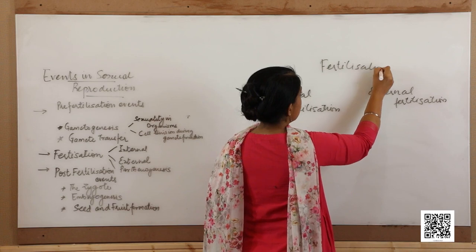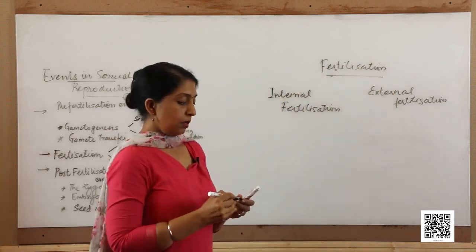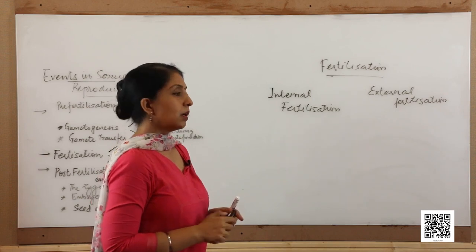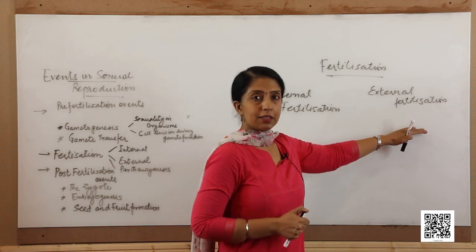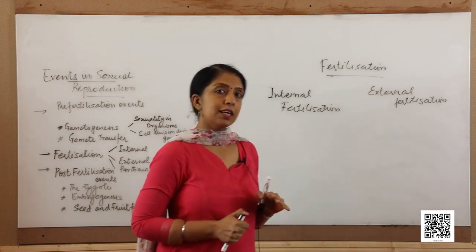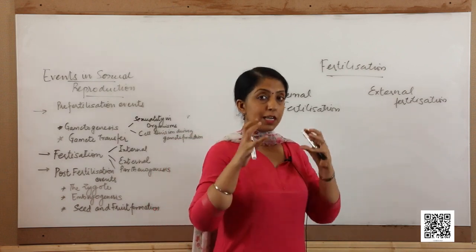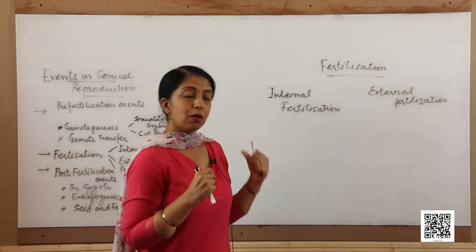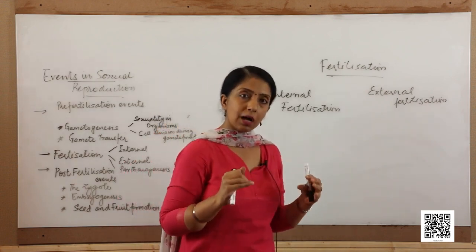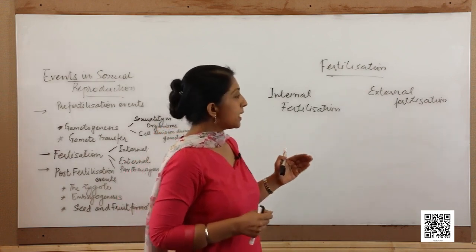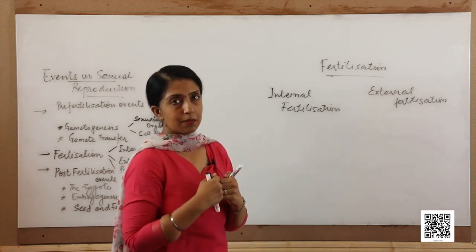For example, the algae which are living in water, the bryophytes, the fishes, frogs, they all have external fertilization. In external fertilization, what happens? If the two gametes are isogametes, we discussed that before, that is, if they are morphologically similar and both are motile, then the two gametes swim towards each other and fertilization takes place.